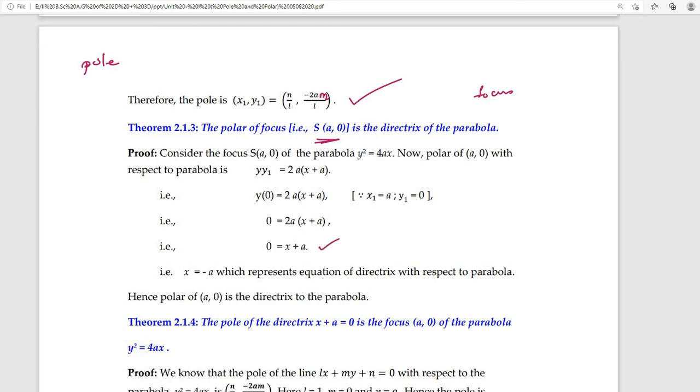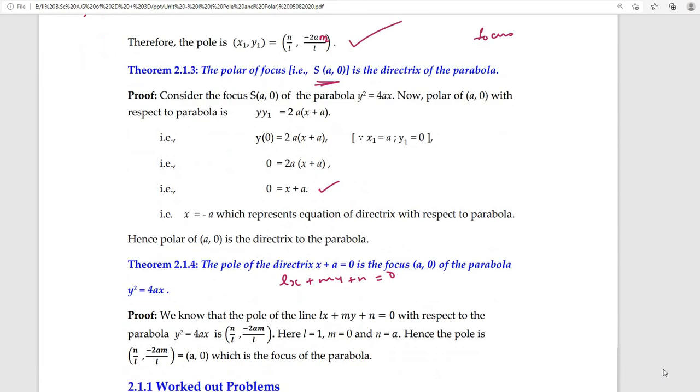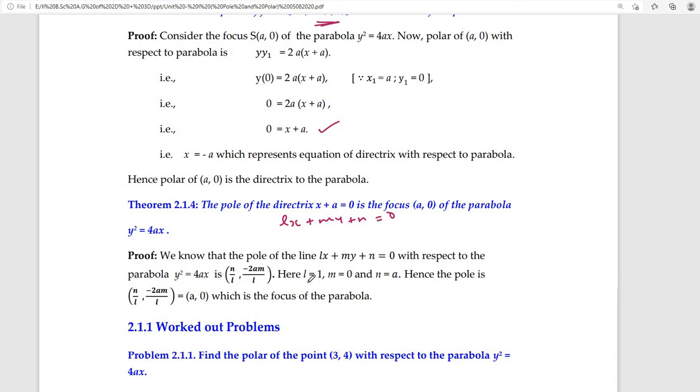And the next is, given the line, to find the pole. Here it is just the other way around of this. If you are given the polar, that is x plus a equal to 0, you can compare that with Lx plus My plus N equal to 0, and from which you can get what is your L. So that's 1 here, M is 0 and N is a. So using N by L, minus 2aM by L, we see that (a, 0) is the corresponding pole, and which happens to be the focus of the parabola.